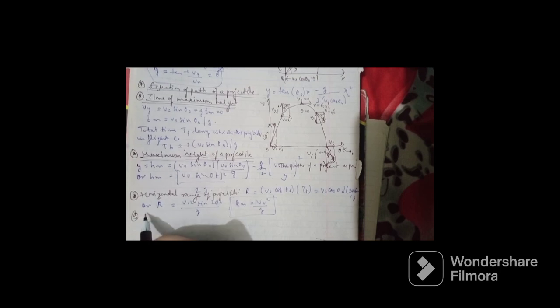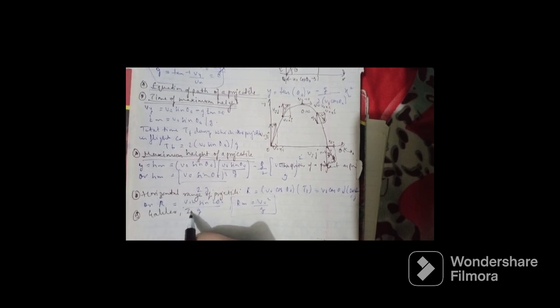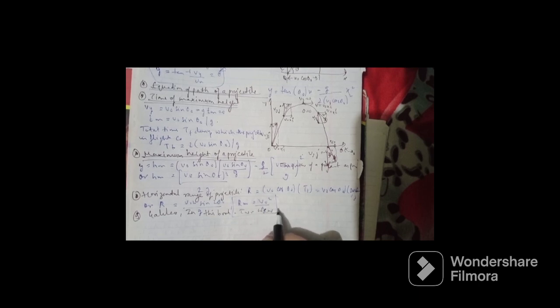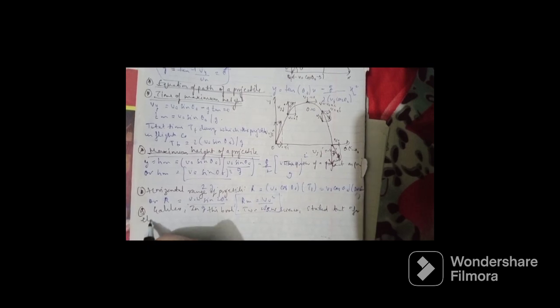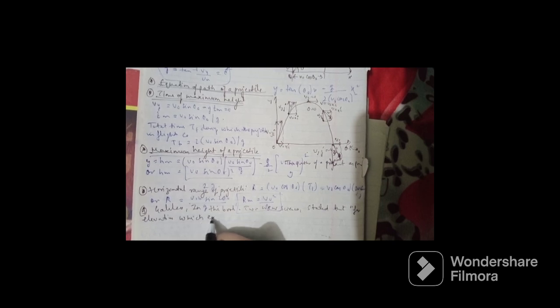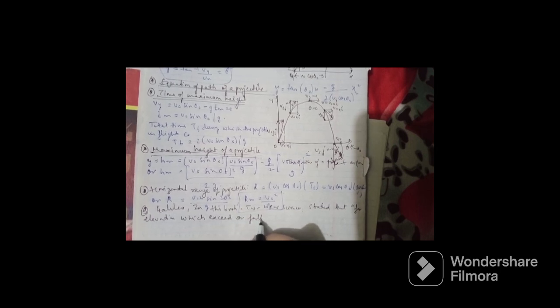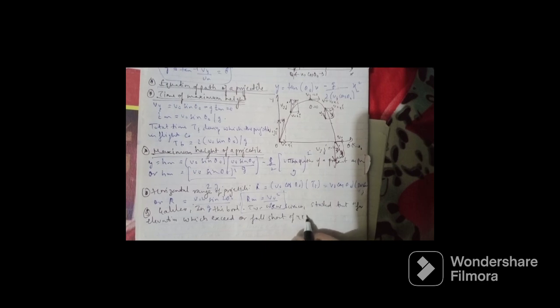The question is: Galileo, in his book Two New Sciences, stated that for elevations which exceed or fall short of 45 degrees by equal amounts, the ranges are equal. Prove that statement.